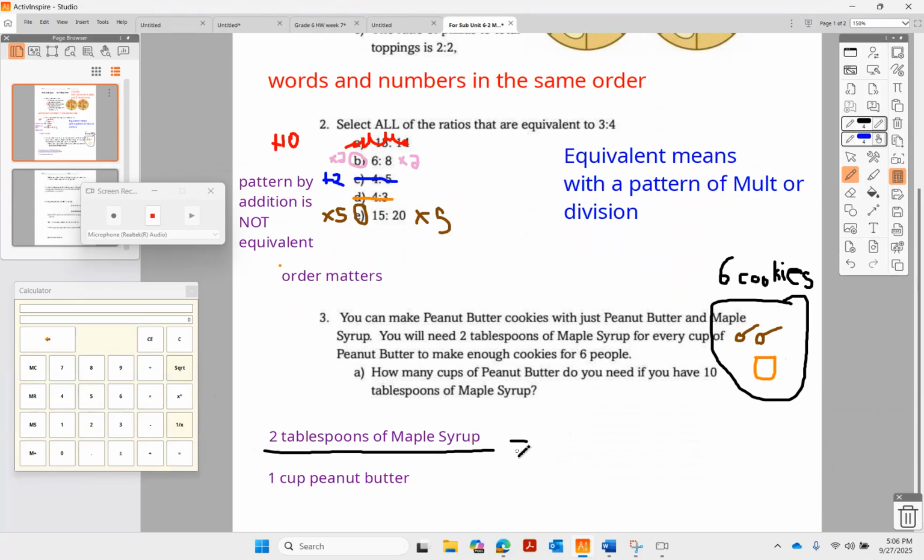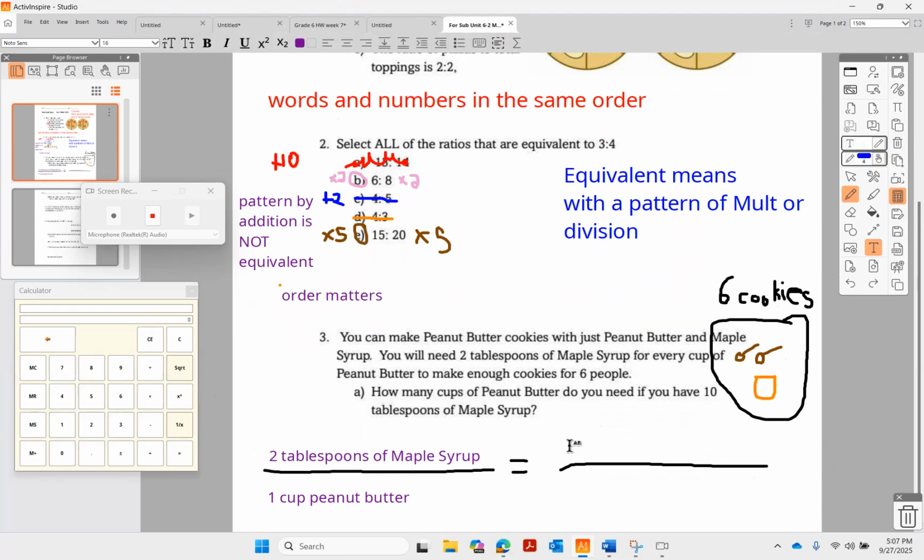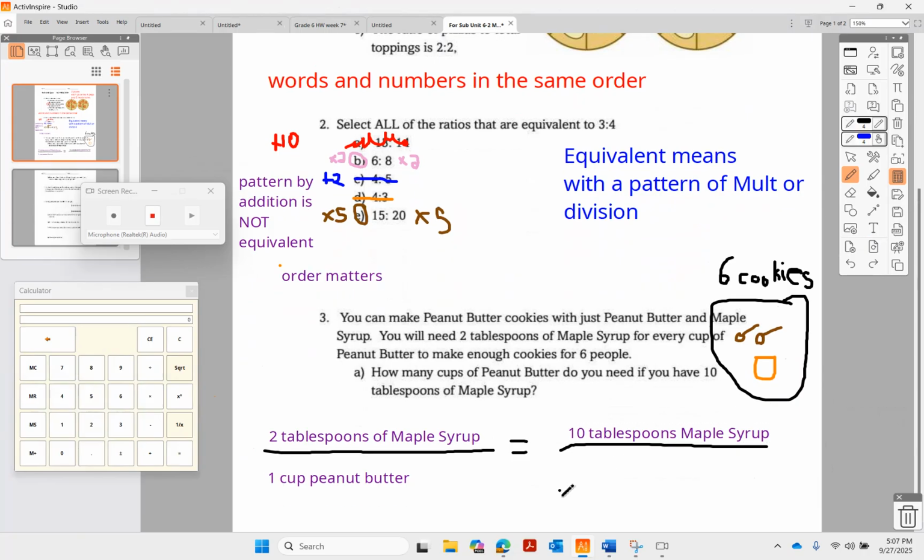That's going to be equal to how many cups of peanut butter do I need if I have 10 tablespoons of maple syrup? So I'm going to come over here and I'm going to say 10 tablespoons maple syrup. And then, okay, this is what I need. That's going to do it.